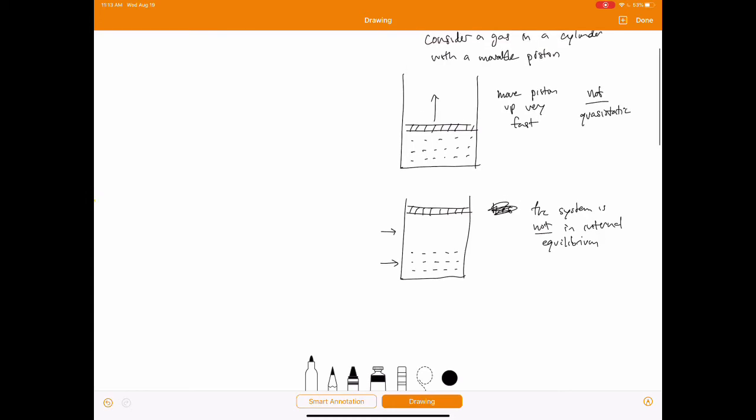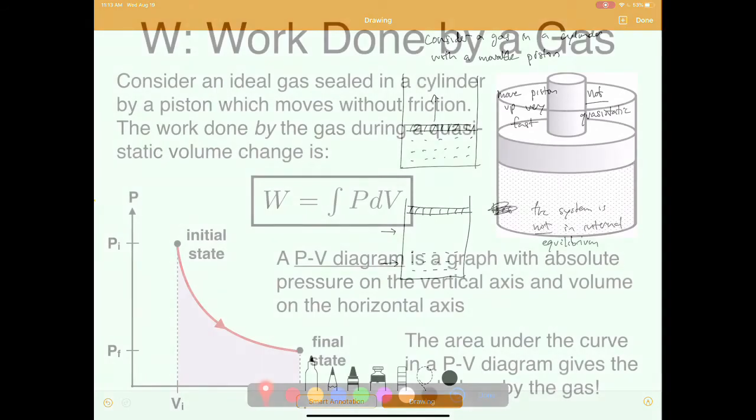But guess what? If I move the piston very slowly, the molecules have time to expand into the new volume at every step, and I'm always really close to internal equilibrium. So if I do it quasi-statically, which is very, very slowly, then we can always be in internal equilibrium.